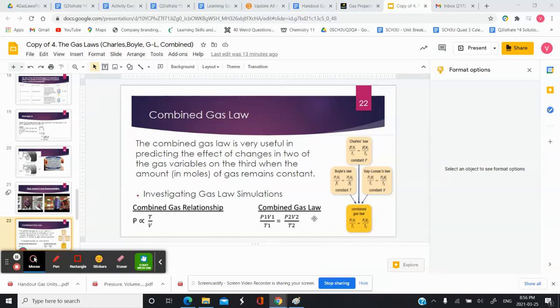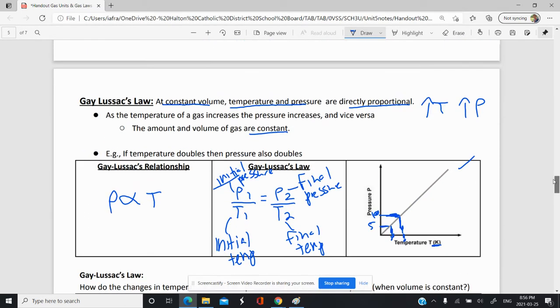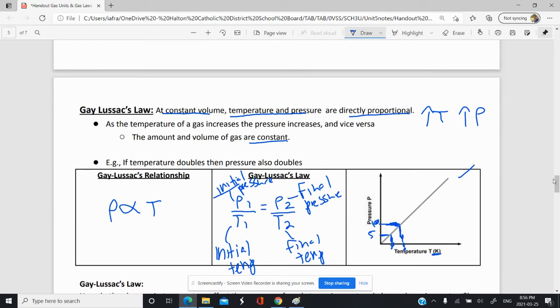In this video, we're going to be looking at the final law for this lesson, and it's called the combined gas law. So let's go ahead and take a look at that. In the previous laws that we saw, we were basically just changing one variable at a time. We're comparing two variables to each other, looking at the relationship.